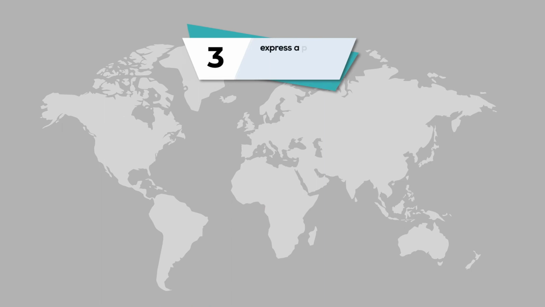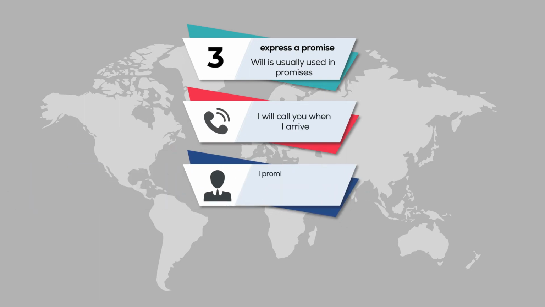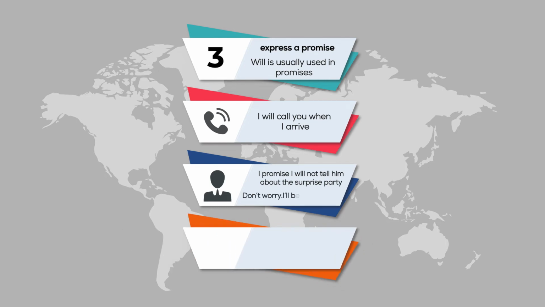Third use: express a promise. Will is usually used in promises. I will call you when I arrive. I promise I will not tell him about the surprise party. Don't worry, I'll be careful. We use will when we make a serious promise to someone. I will love you forever.